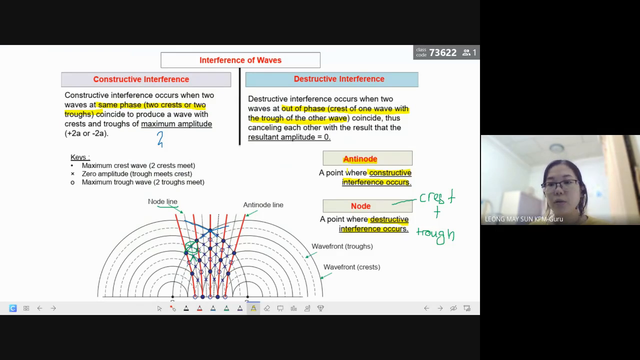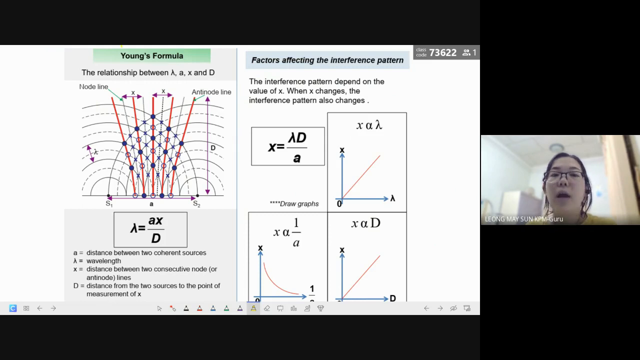Okay, so destructive interference is a node line. Constructive interference line is actually the anti-node line. All right, so let's go. Now, Young's double slit formula or Young's double slit experiment. In Form 5, you would hear it again when we talk about quantum physics. So for Form 4, this is the first time you're hearing it.